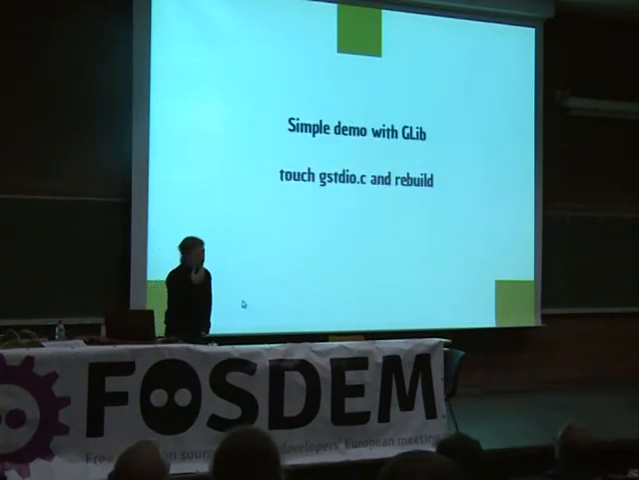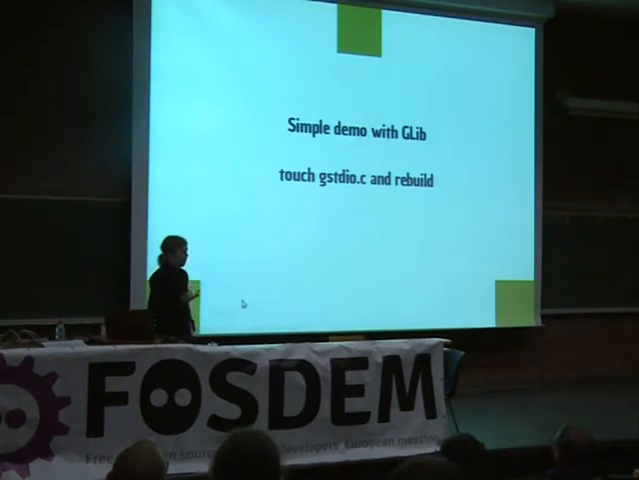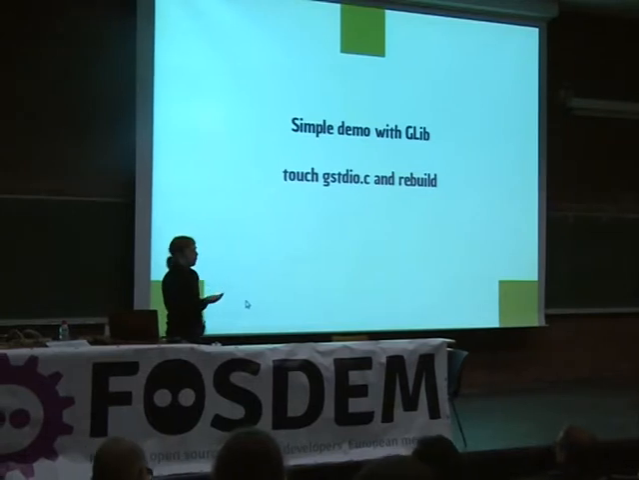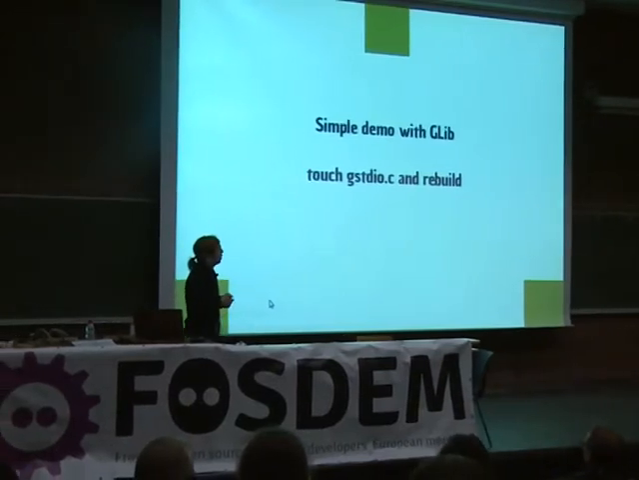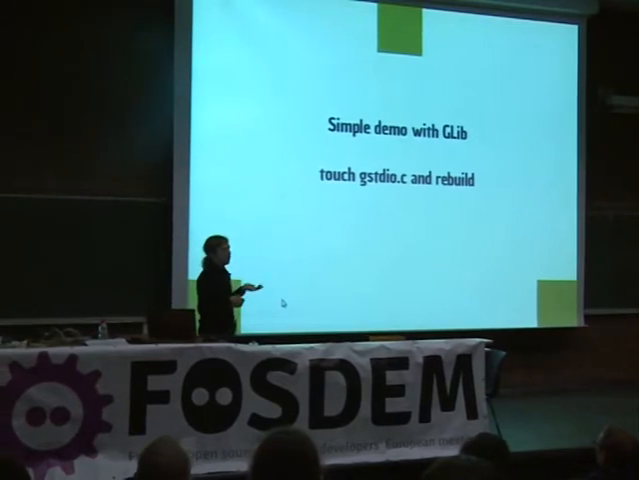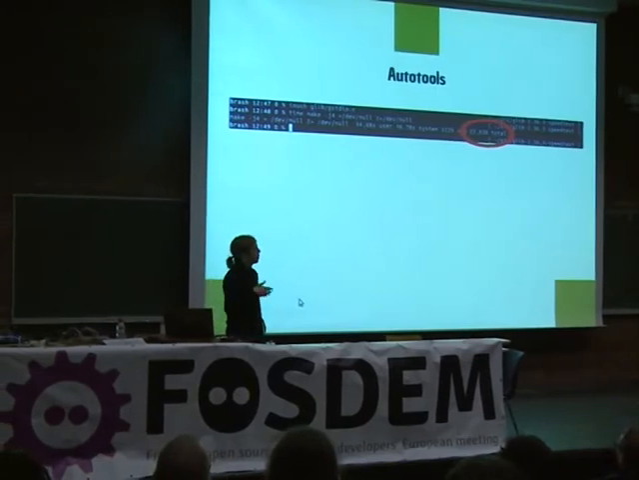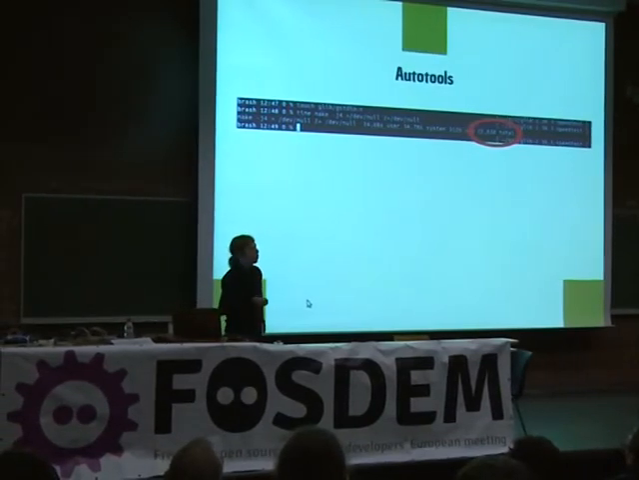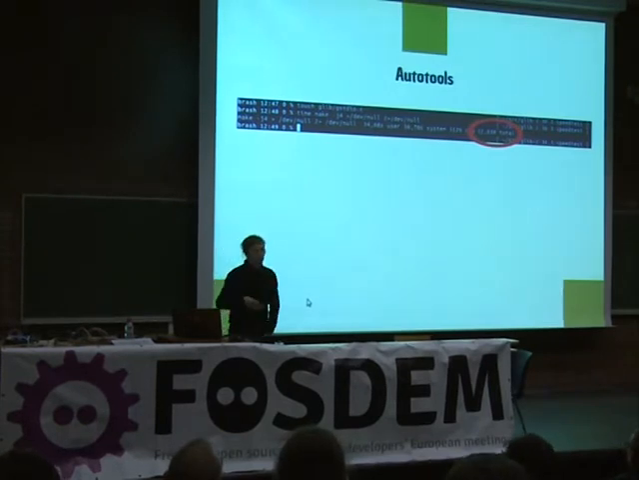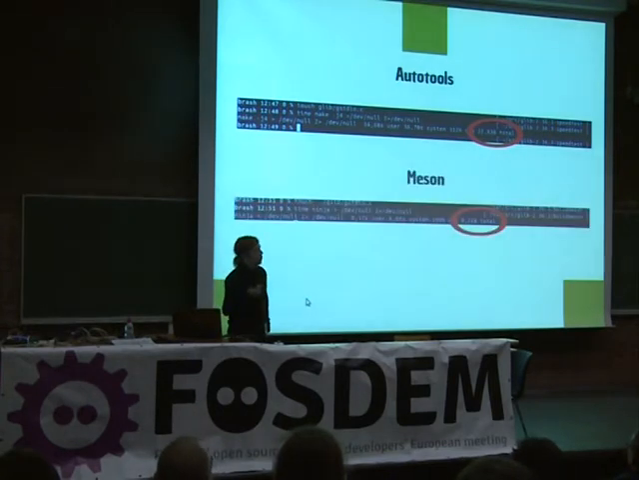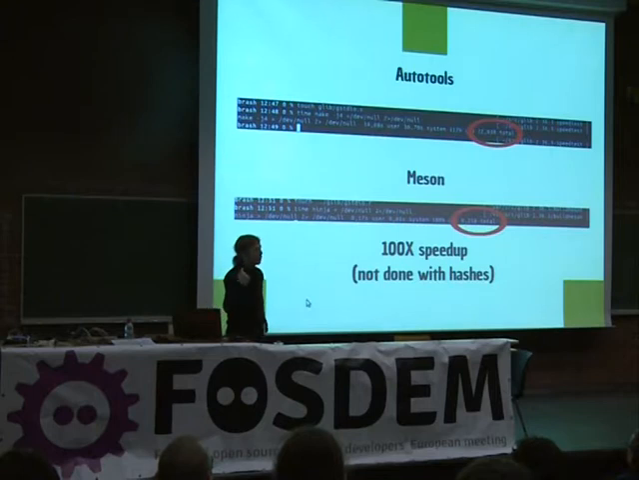So I took the code base of glib, and I rewrote the build system in Meson syntax. It's originally Autotools. You can do a test where you have a build of it, and then you touch gstdio.c, which is a file in glib.so, and then you rebuild. If you do this with Autotools, and these tests are all run on a four-core MacBook Pro, it takes 23 seconds to compile all the stuff. If you do the same with Meson, it takes 0.2 seconds. And this is 100 times faster.